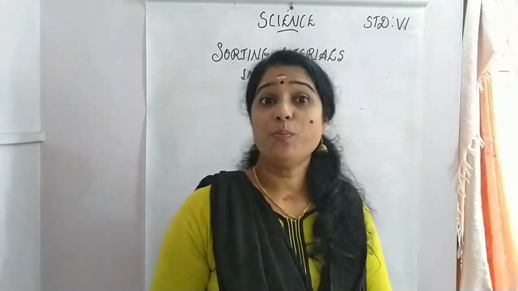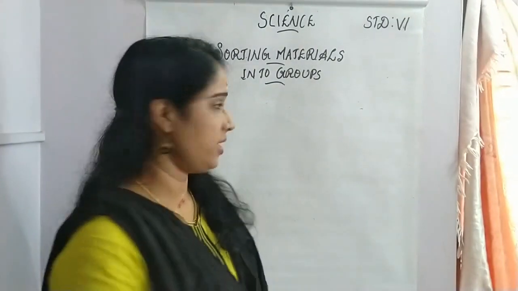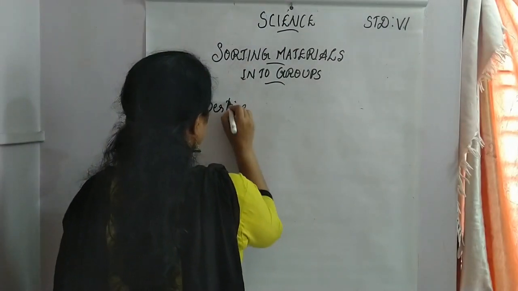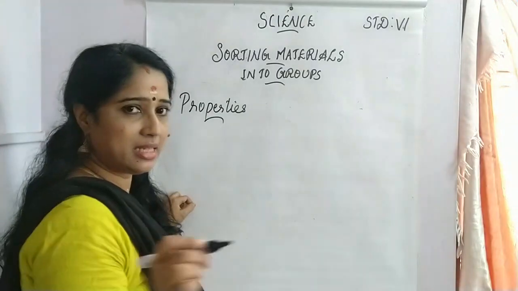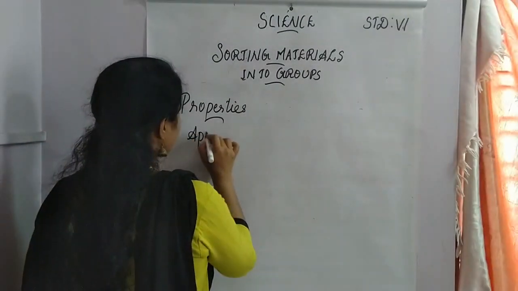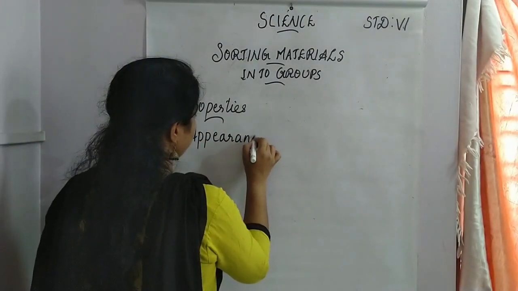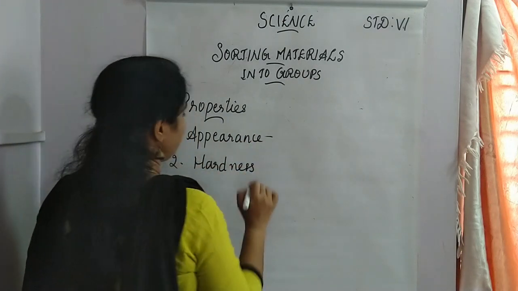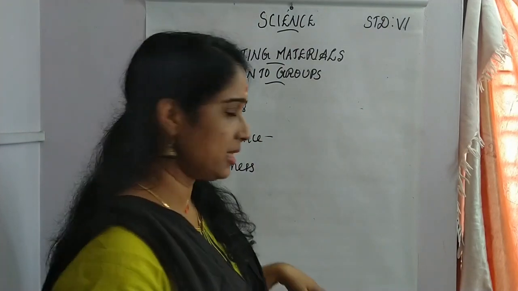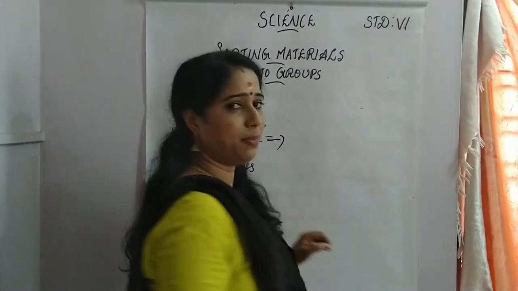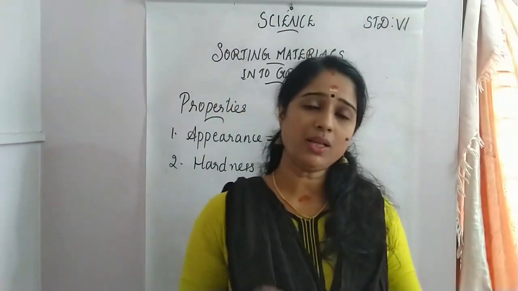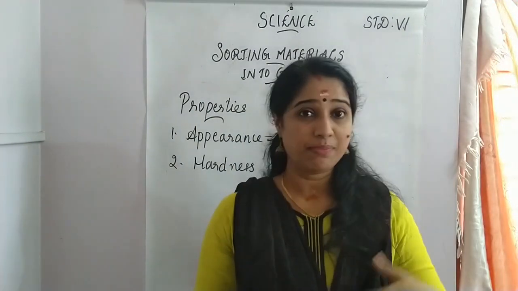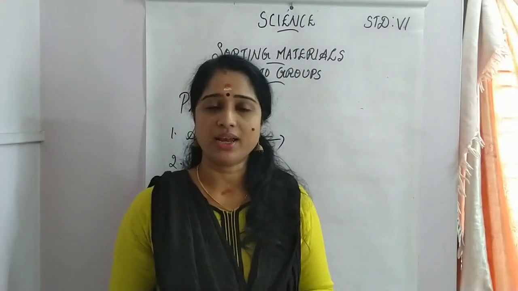Now we can move on to the next session. Now we can discuss the properties of materials. Two properties we can discuss now. First one is appearance. Second one is hardness. You all know what is meant by appearance. What are the specialities of metals? They are lustrous, isn't it? They are very shiny. They can be polished. Clear?